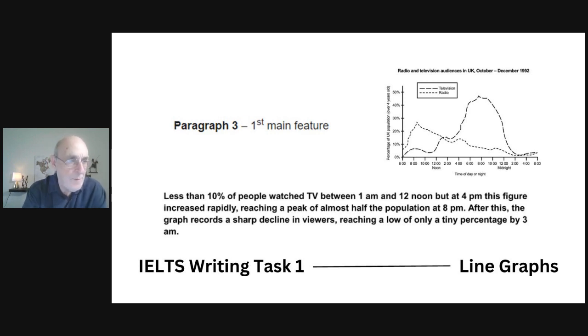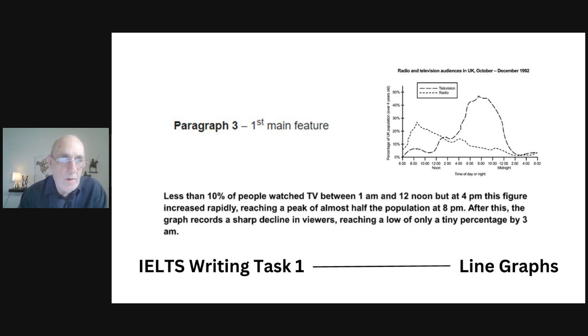And in paragraph 3, we're going to deal with our first main feature, which is describing the details of people who watched TV. So we're saying that less than 10% of people watched TV in the mornings, but it increased rapidly, and the peak time for watching TV was in the evening. And on the line graph, you can see that great big hump where it shows the greatest number of people watching TV. So it's simply describing what happens with TV viewers.